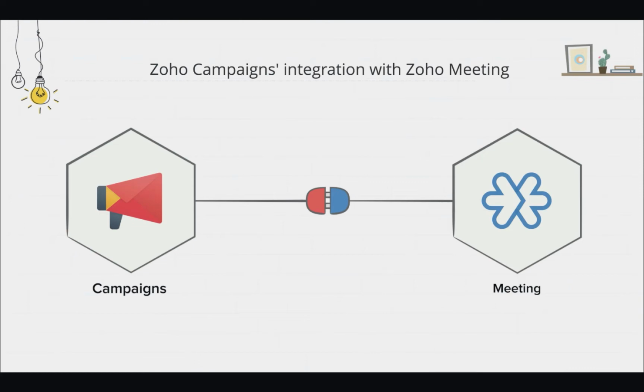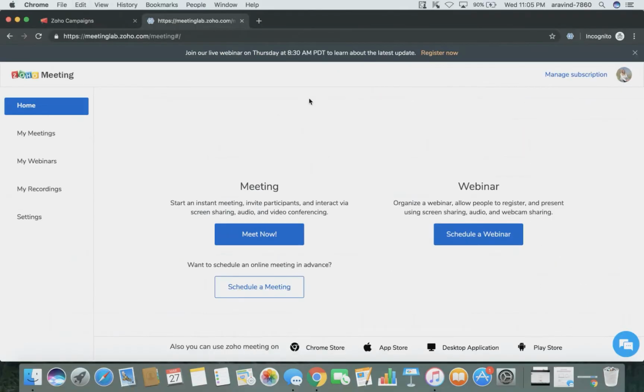Now comes the main essence of this presentation, the integration between Zoho Campaigns and Zoho Meeting. So let me dive into the product demo. I am now at the home section of both Zoho Campaigns and Zoho Meeting. Let me first start with Zoho Meeting. For that I should be scheduling a webinar first.